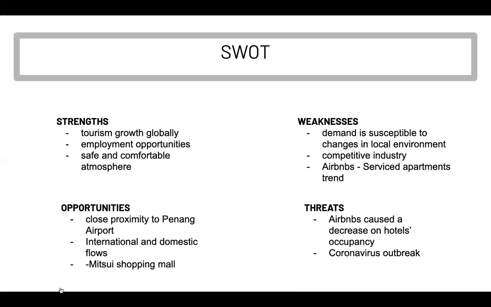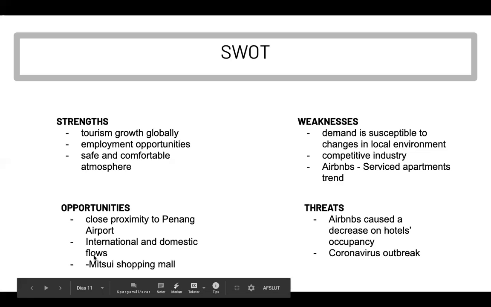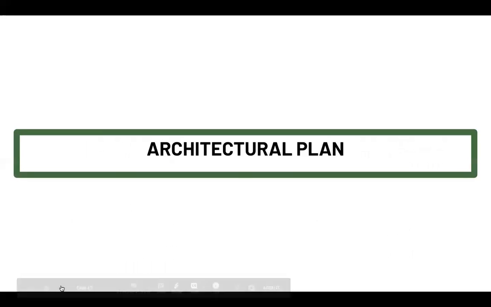And then, like in weaknesses and threats, Airbnb's caused a decrease on hotels' occupancy. And obviously, in the current situation, there's the coronavirus outbreak, which has really halted hospitality and tourism in general. So that's like one big threat that we would have to consider when opening. So yeah, now moving on to the architectural plan.